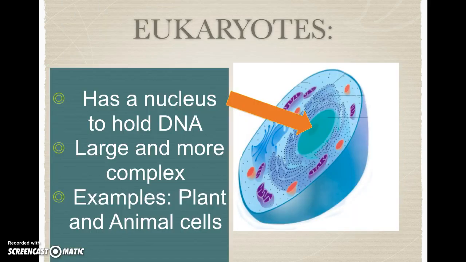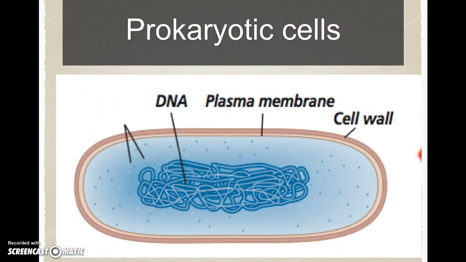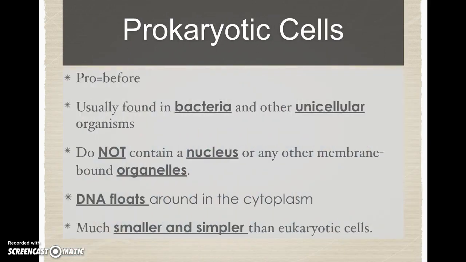So again, eukaryotes have a nucleus that holds DNA. They're typically larger and more complex. Plant and animal cells are the best examples of those. Now, prokaryotes. They just have DNA, plasma membrane, and a cell wall. Pro means before. It's usually found in bacteria or other unicellular organisms. They do not contain a nucleus or any other membrane-bound organelles.